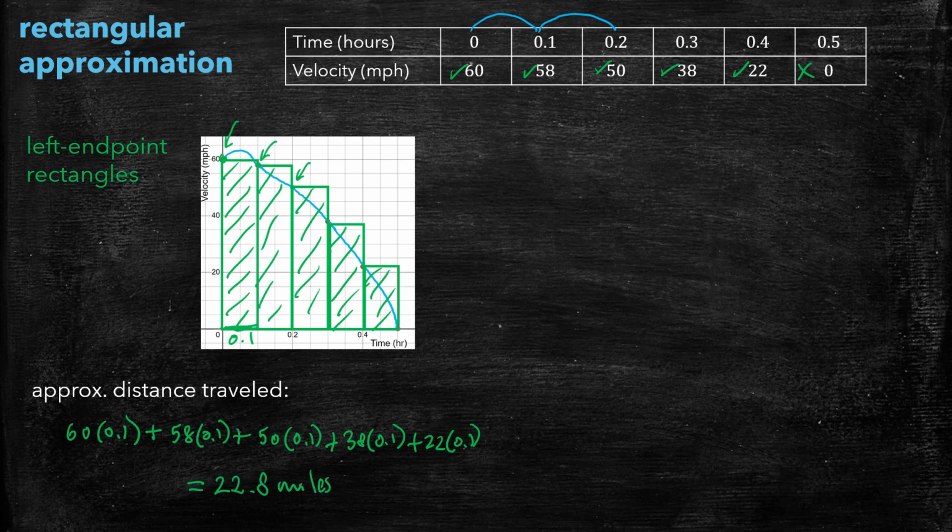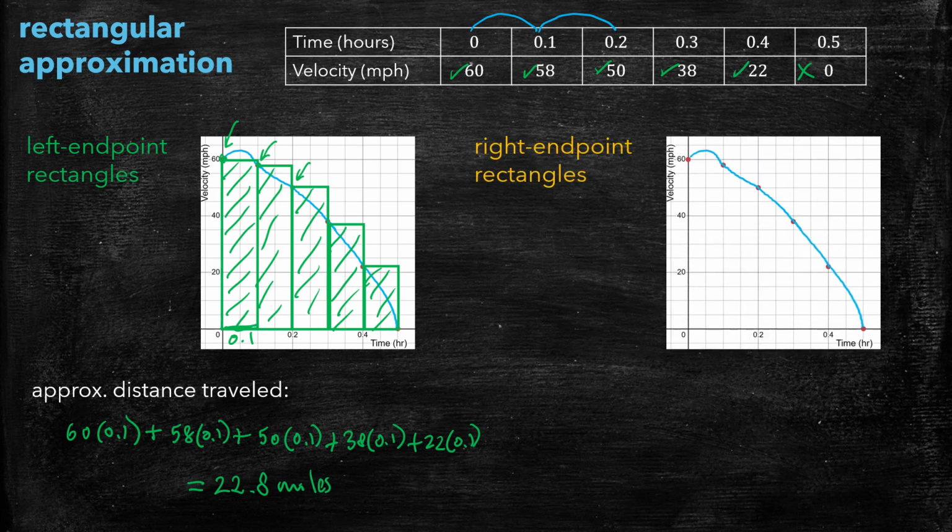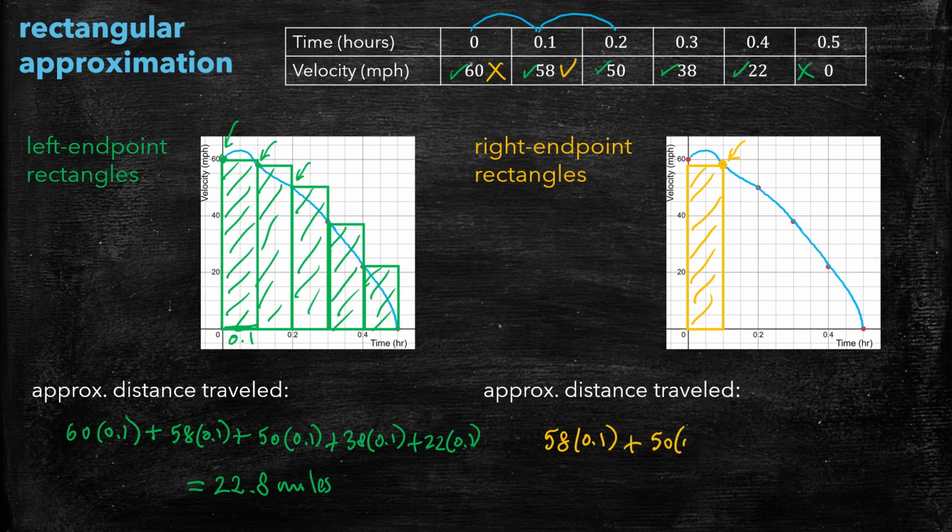All right, so if we do left endpoint rectangles, another choice could be right endpoint rectangles. So for the right endpoint rectangle, as you can probably imagine, the height of the first rectangle is going to be where the right endpoint falls on the curve. So the area of that first rectangle would instead be 58 times 0.1. So notice we don't use the 60, but we use the 58, plus 50 times 0.1, right? So that one there would be the next one, 50 times 0.1.